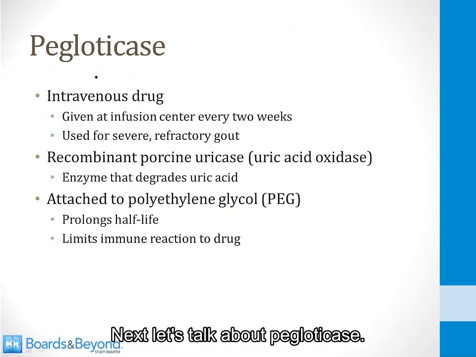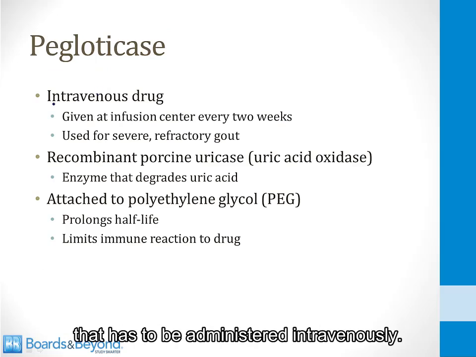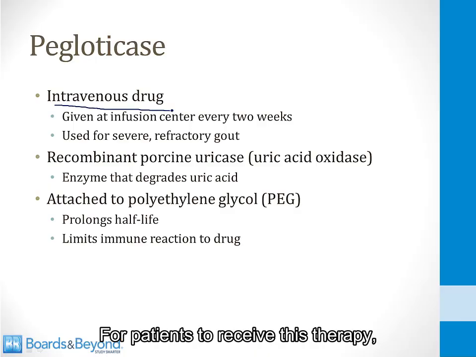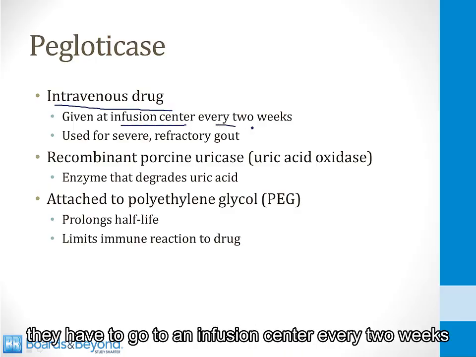Next, let's talk about pegloticase. Pegloticase is a drug that has to be administered intravenously. For patients to receive this therapy, they have to go to an infusion center every 2 weeks to get the drug.